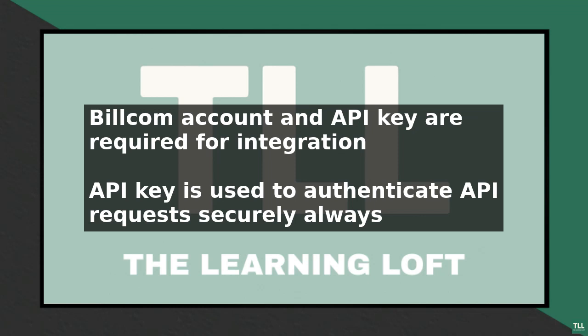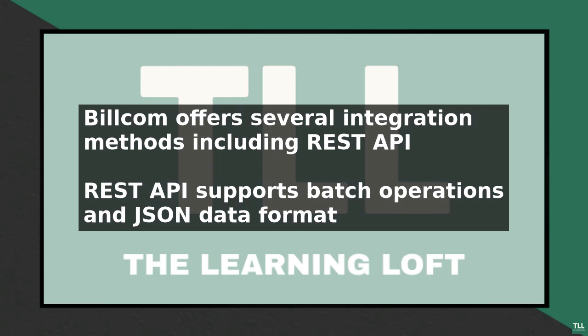Step 5. Batch API requests. To batch API requests, you need to create a JSON array of the requests you want to send. For example, if you want to create multiple invoices, you would create a JSON array of invoice objects. You can then send this array in a single API request to the Invoices endpoint.